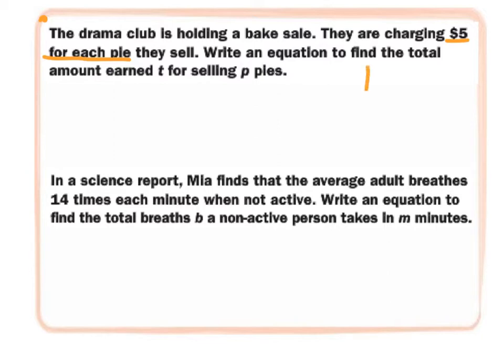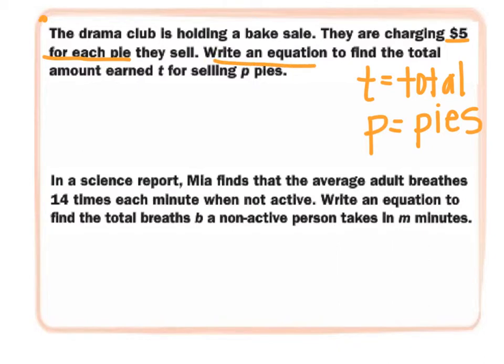So T equals total. It's important to write down what your variables mean, especially when they give it to you. P equals pies. I need to write an equation to find the total amount earned for selling a certain amount of pies. We know that $5 is the cost for every pie. If I have 6 pies, I would do 5 times 6. If I had 1 pie, I would do 5 times 1. But I don't know how many pies, so I'm going to put a P to stand for pies. So 5P would give me the total amount earned, the total cost.